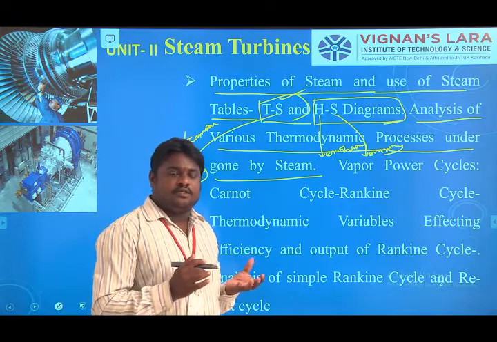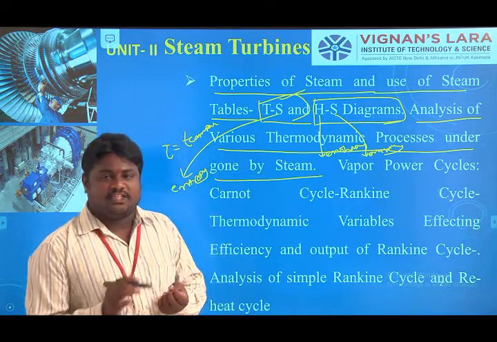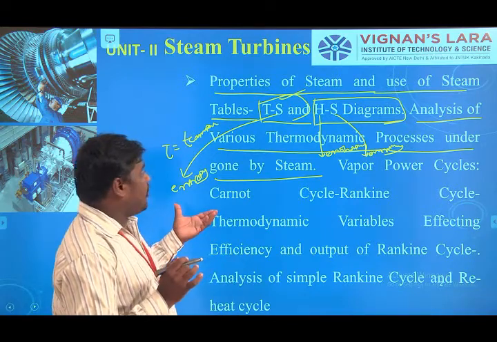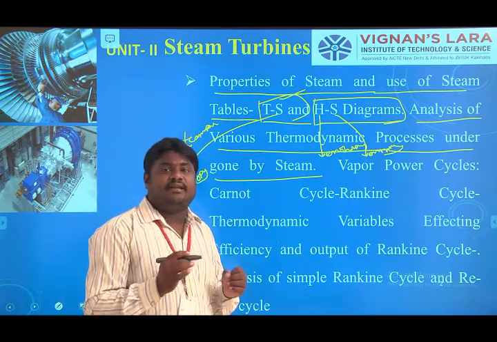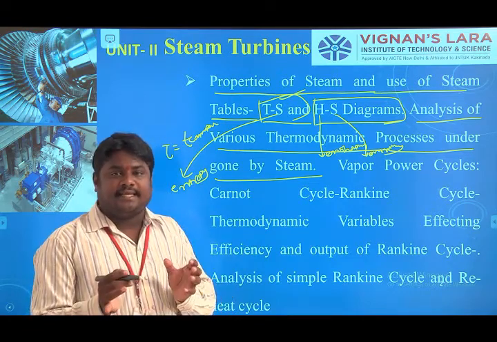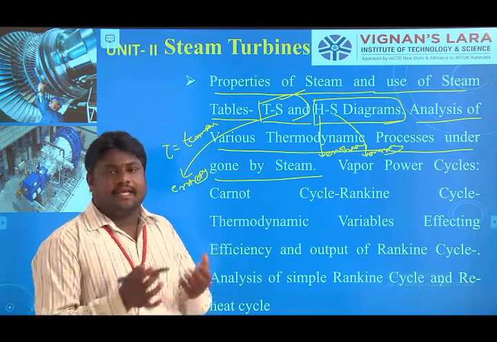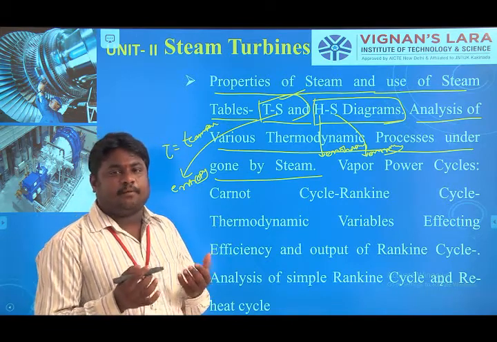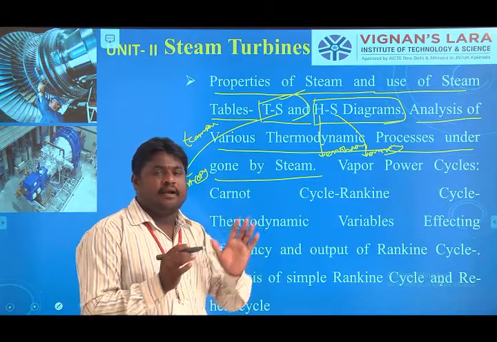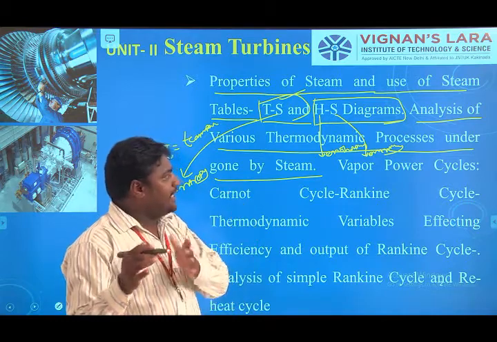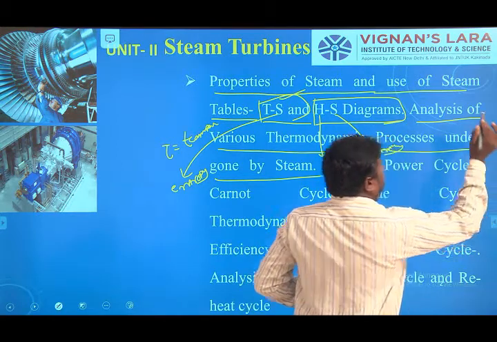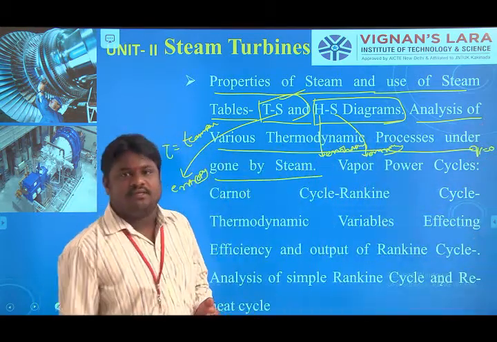So in steam, 4 processes are there. The first is constant pressure, the second is constant volume, the third is constant temperature, then the adiabatic process. The adiabatic process is nothing but a process where there is no heat going into or out of the system, so Q equals 0.